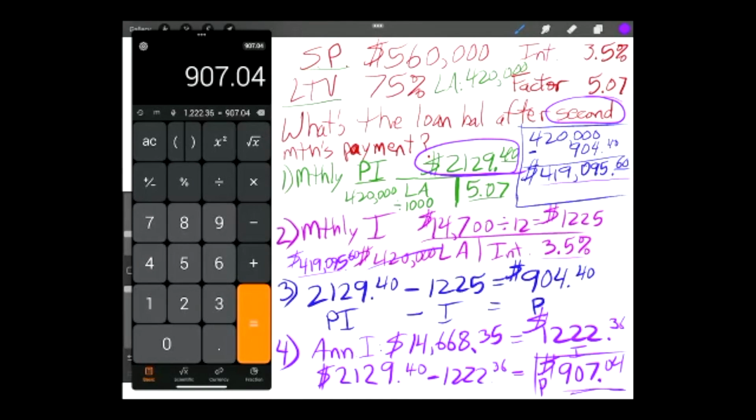So now we need to subtract this $907.04 from that new lower loan balance we were working with, which was 419,095. So the answer of what is your loan balance after the second month is 418,188.56. That make sense? Yes. Yes, it does.